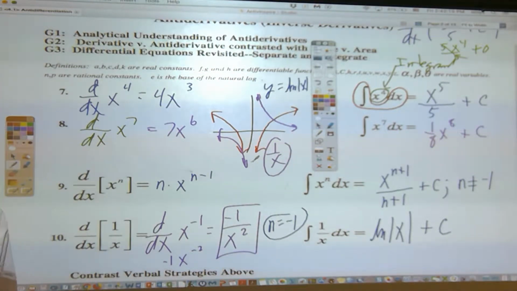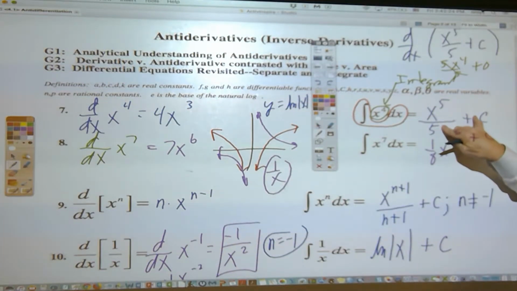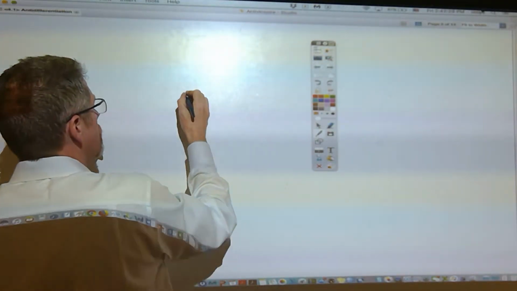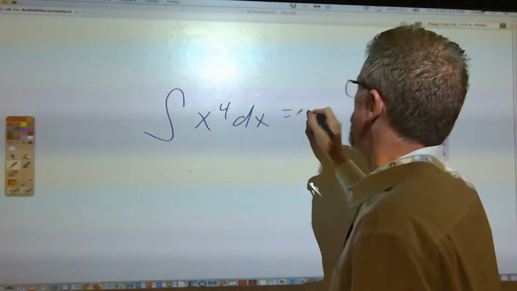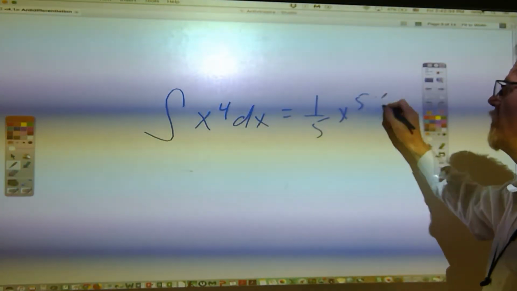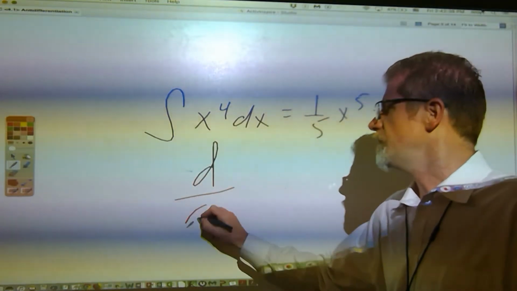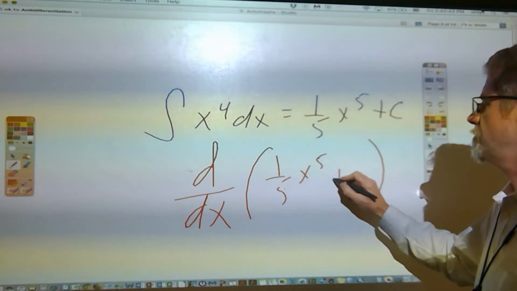Yes? Can you explain again how you double check? Like up there. Right, how I double check? Okay, so for example, this one right here. X to the 5th over 5 plus c. So double check that: the integral of x to the 4th dx. If I think the answer is 1/5 x to the 5th plus c, but I'm not sure, I can double check by taking the derivative with respect to x of my answer. My answer is 1/5 x to the 5th plus c.